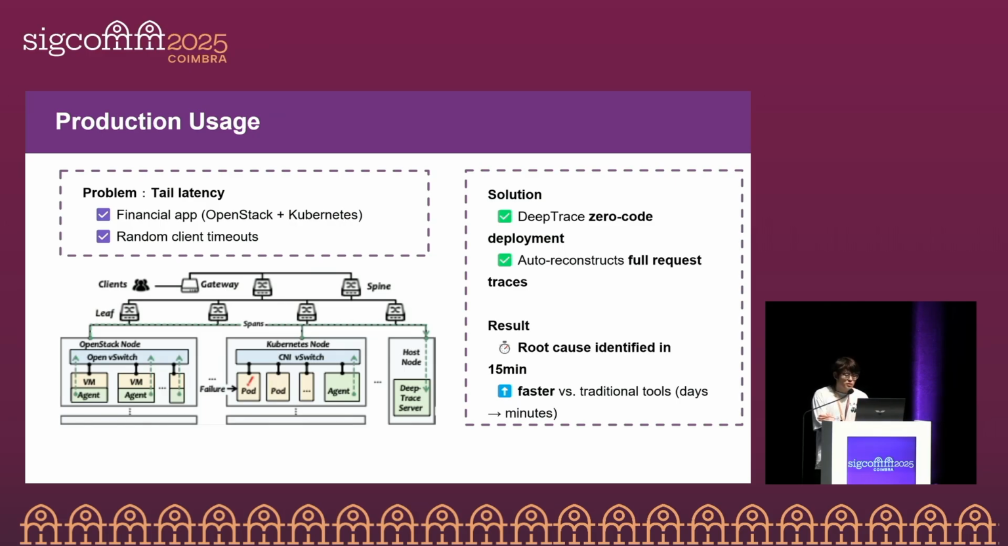DeepTrace has already been deployed in several enterprise environments in China. Here's a case study where DeepTrace was used to diagnose a client request timeout. To pinpoint the faulty component, the company deployed the DeepTrace server on a specialized host and installed DeepTrace agents on every Kubernetes pod and OpenStack virtual machine. The entire process required no modifications to any application code. So by querying the timeout-related trace, the operators quickly identified the root cause component within 15 minutes.